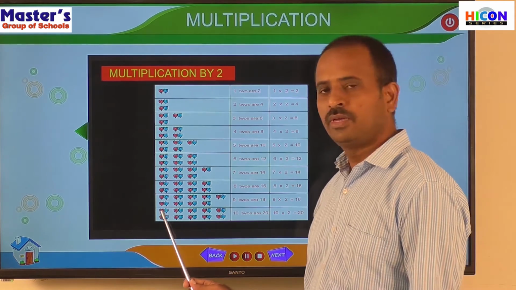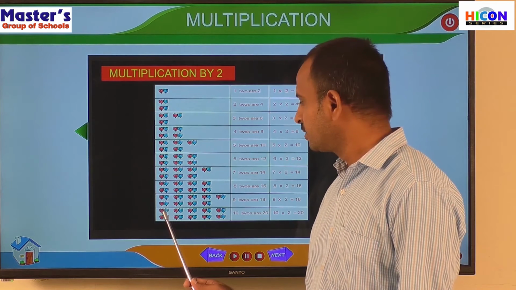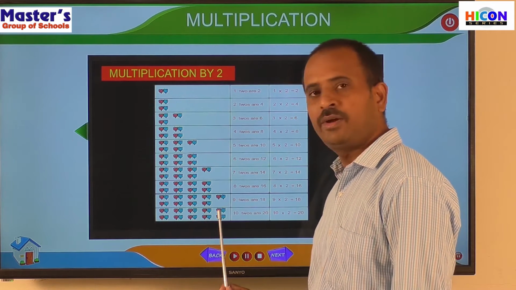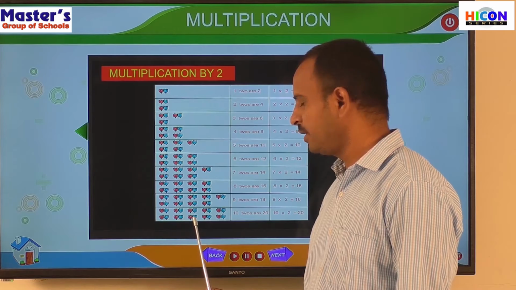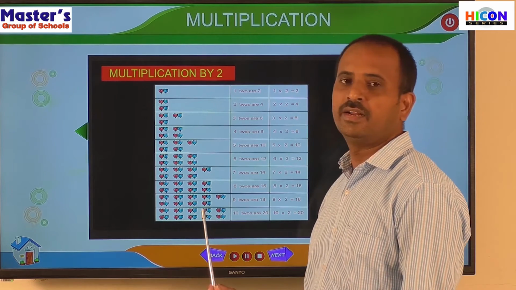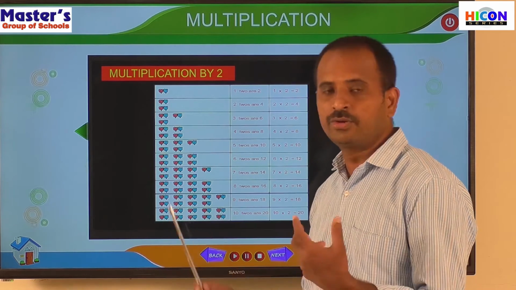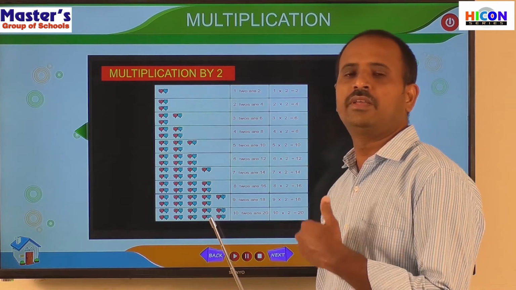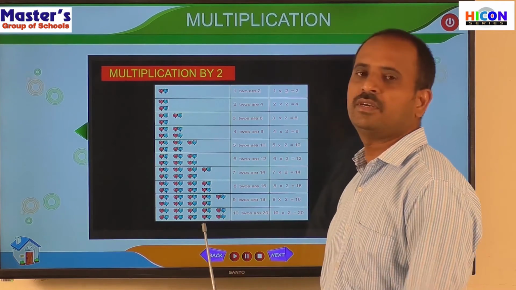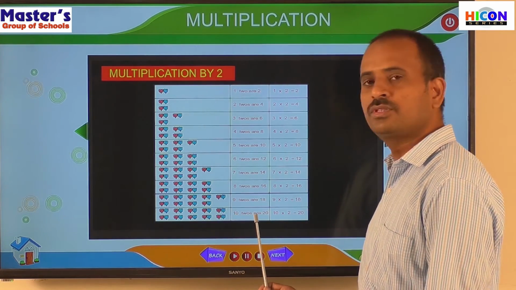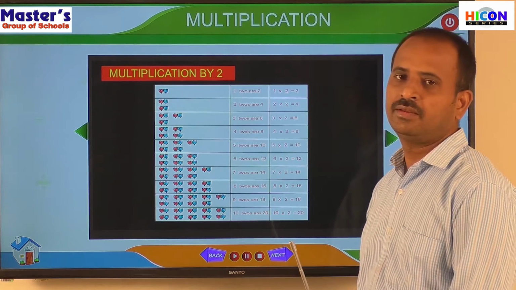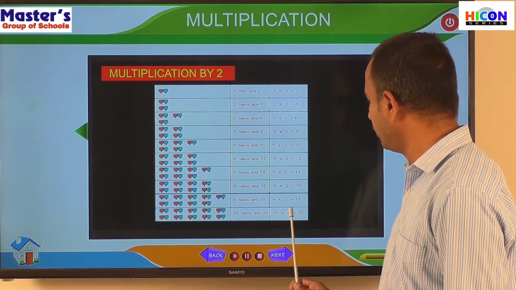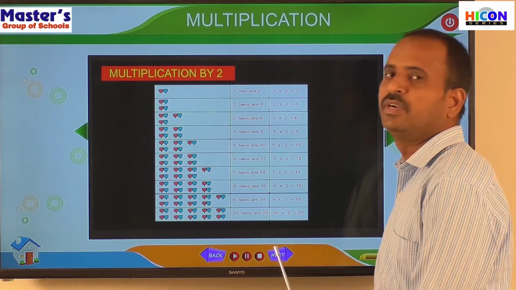See the last row. Here also how many 2's are there? So here there are 1, 2, 3, 4, 5, 6, 7, 8, 9, and 10. So total there are 10 2's. That means how many flowers are there total? So total there are 20 flowers. That is 10 2's are 20, and it can be written as 10 into 2 is equal to 20.